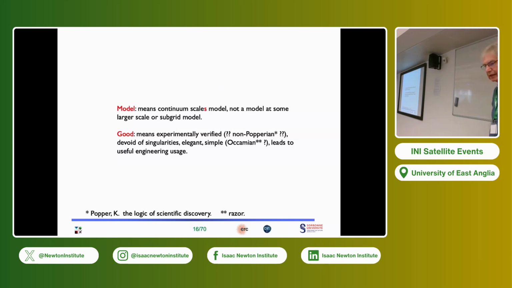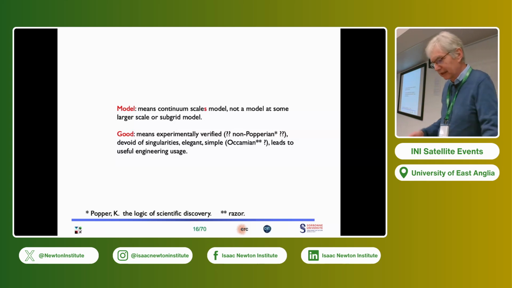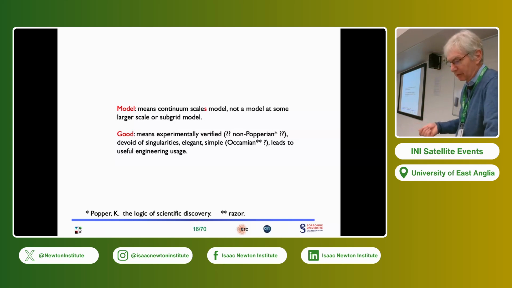By a model, I really mean a model that is valid at all the scales of the continuum. The continuum starts at 1 nanometer, so it has to be a model that is computed on all these scales. And good, does it mean experimentally verified? Then it will be non-Popperian. Or maybe it is Popperian, we'll see. Devoid of singularities, elegant, simple. Occam's razor: if you have two models that are equivalent and one is simpler, you will choose the simpler model. And it leads to useful engineering usage.